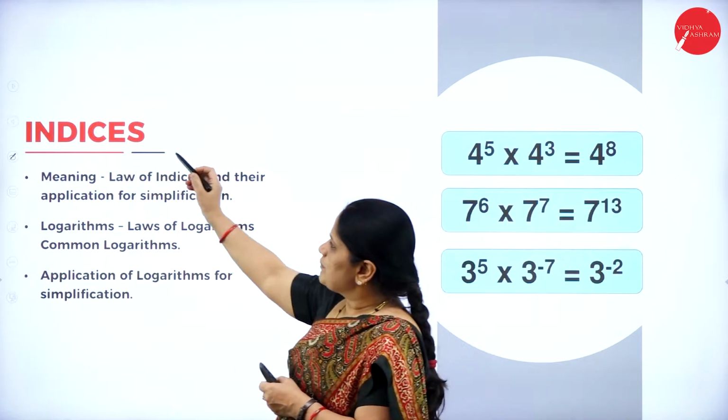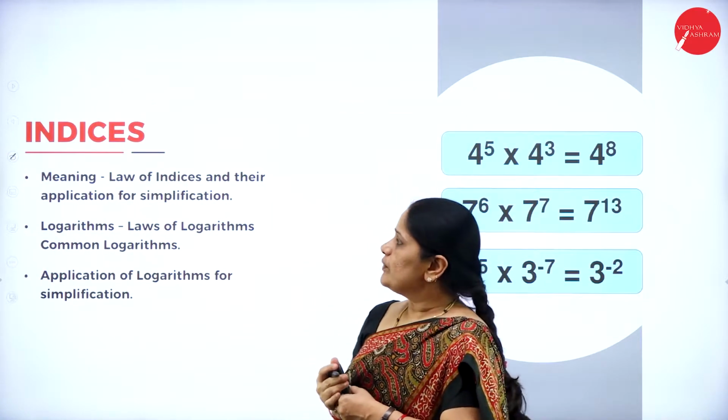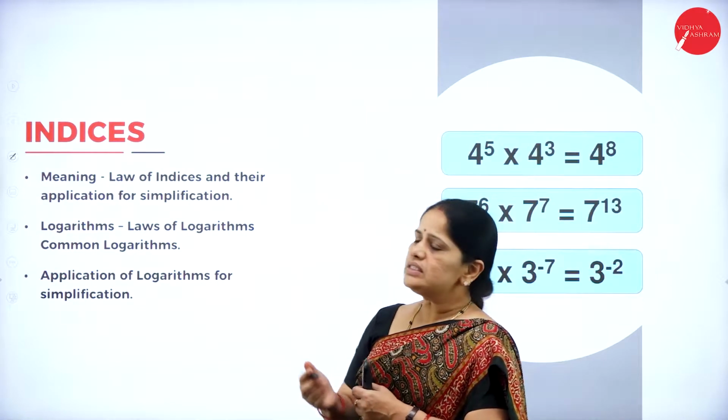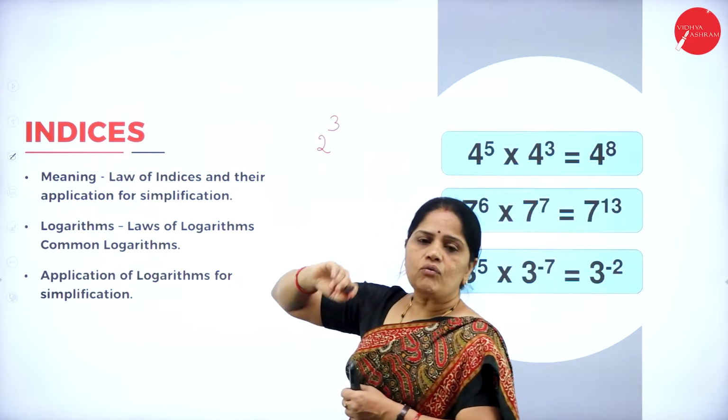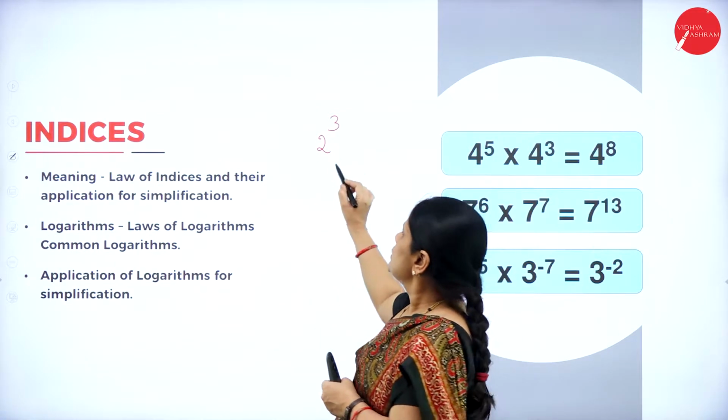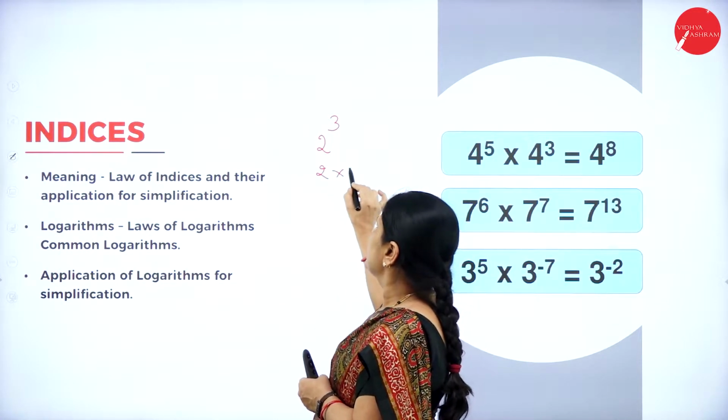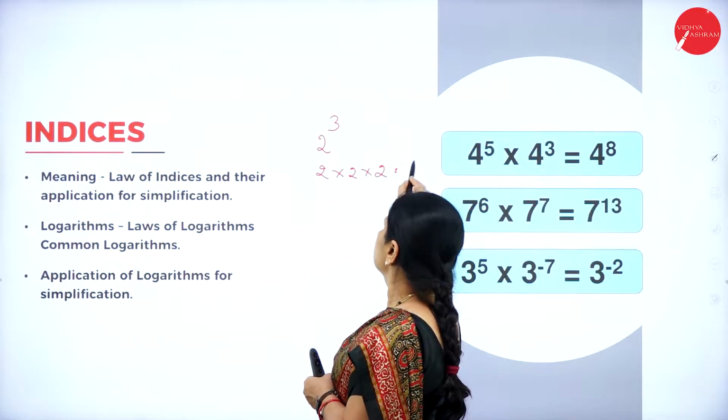Now the first chapter, that is indices. What do we mean by index? Suppose I write 2 to the power 3. What does this signify? This signifies 2 into 2 into 2, that is 8.